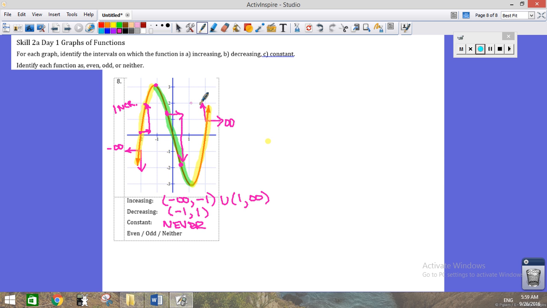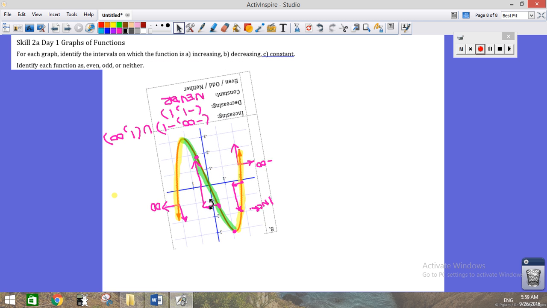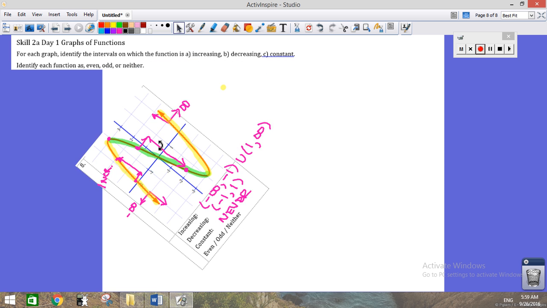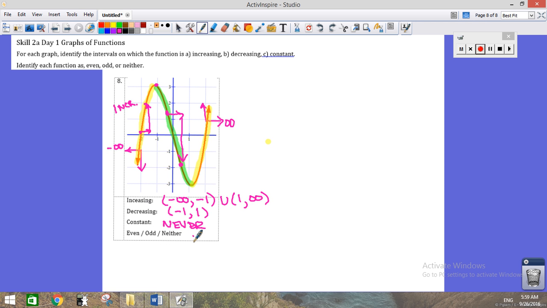If you rotate this 180 degrees, you'll see that the graph is the same, that you do have symmetry with respect to the origin. It's passing through the origin, and 180 degrees gets you the same graph. So it is an odd function.